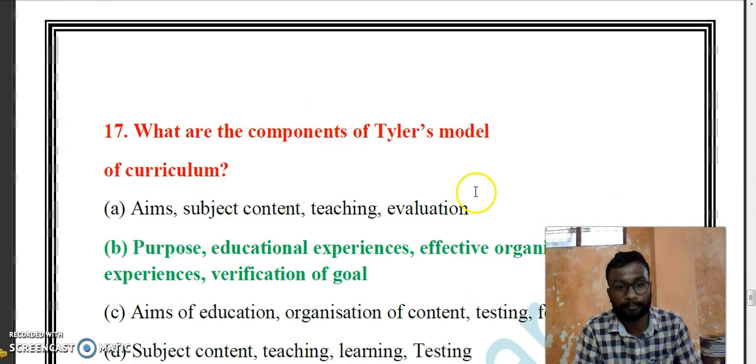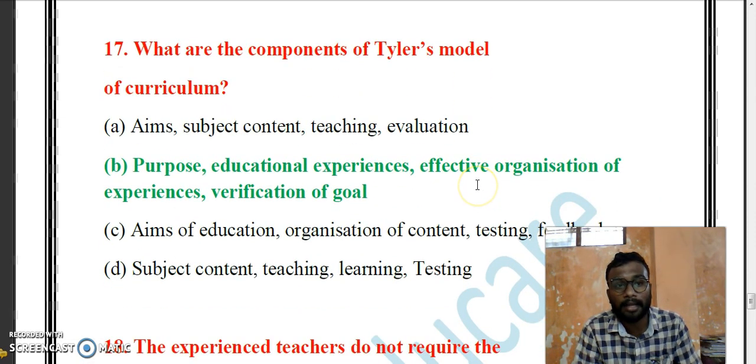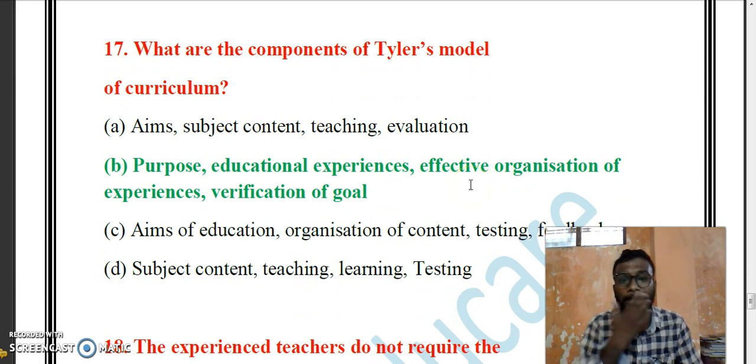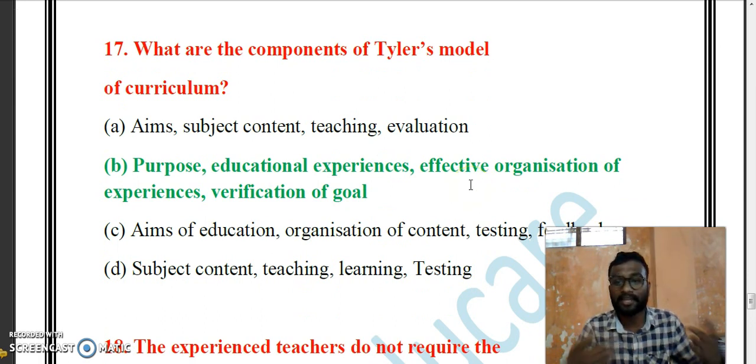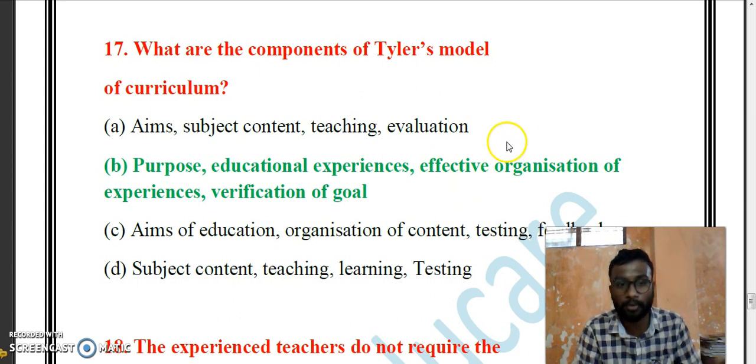Yes. The components of Taylor's model: Taylor mainly focuses on purpose, educational experiences, effective organization of experiences, verification of goal. These are the components of Taylor's model.